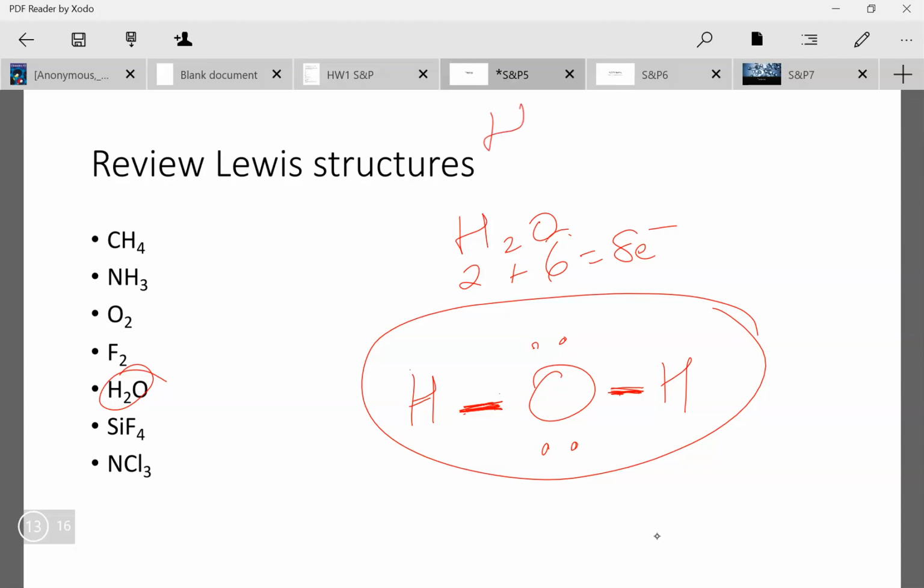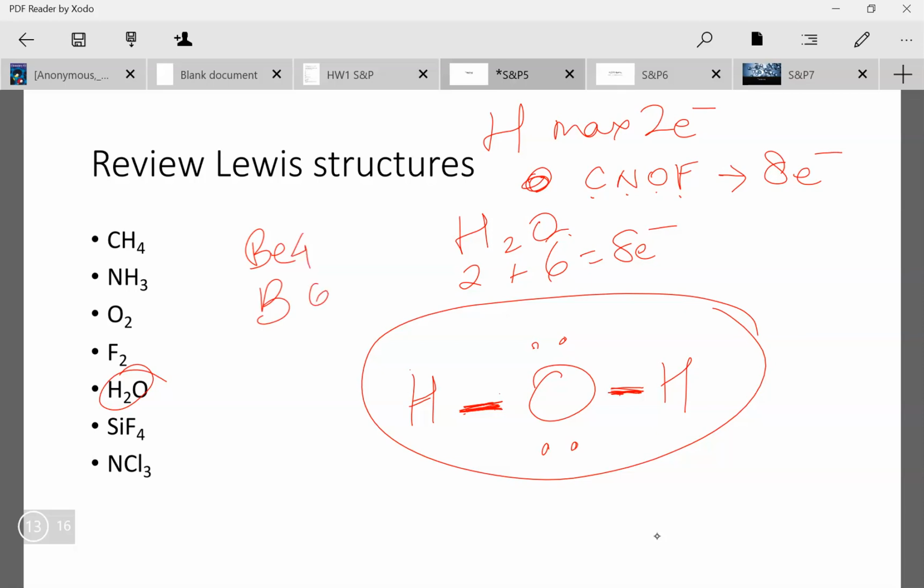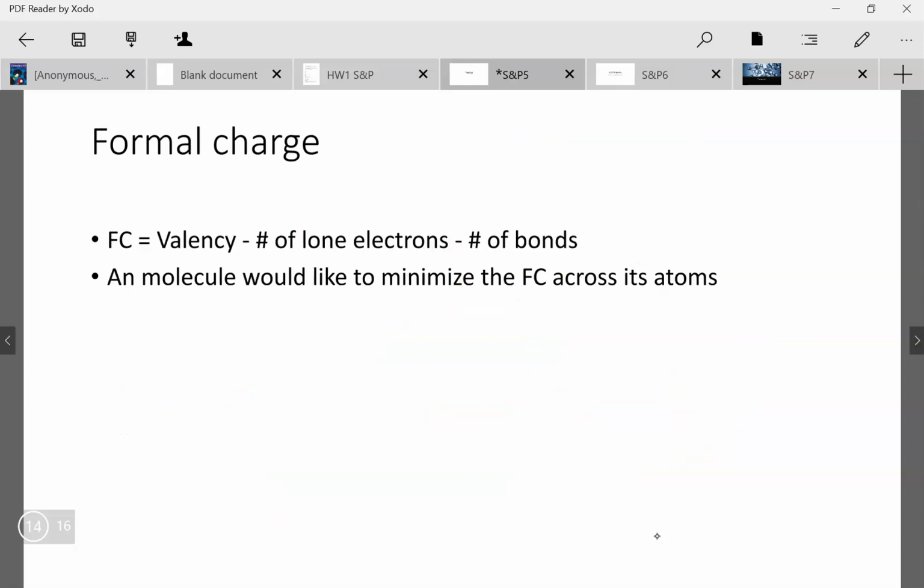So, important rules: hydrogen can only take a maximum of 2 electrons. It's impossible for hydrogen to have more or less. CNOF stands for cannot overfill, always gets 8 electrons without fail, so that has to be a requirement. All those 4 elements, if they're present, have to have 8 electrons. Beryllium and boron are exceptions because they can have less than 8. They can have 4 or 6 electrons if needed. Things like sulfur, phosphorus, chlorine are exceptions because they can get more than 8 electrons as needed, depending on what's stable for them. And what that means is we have to work with formal charge.